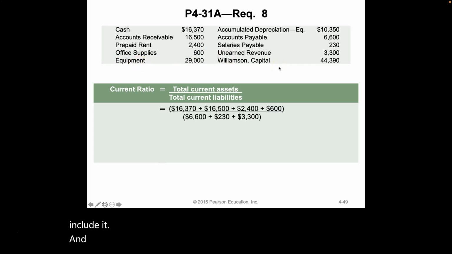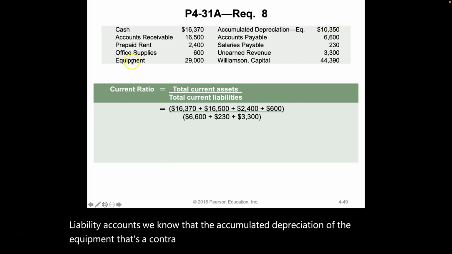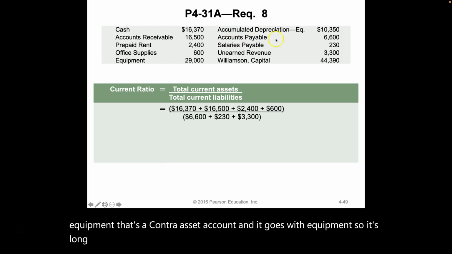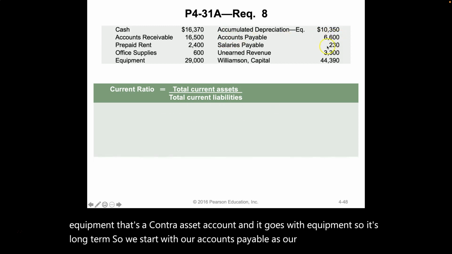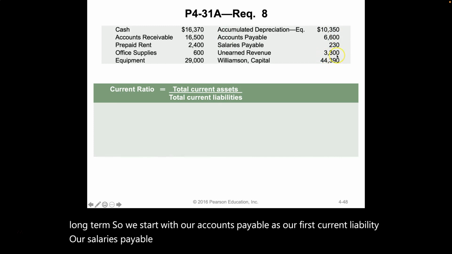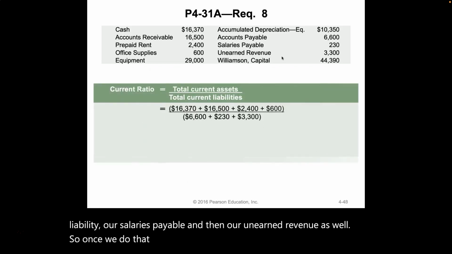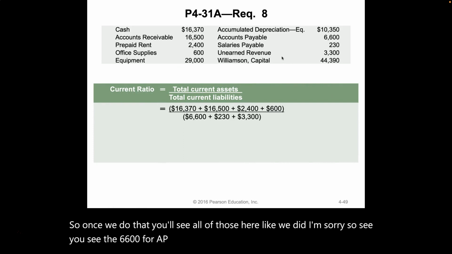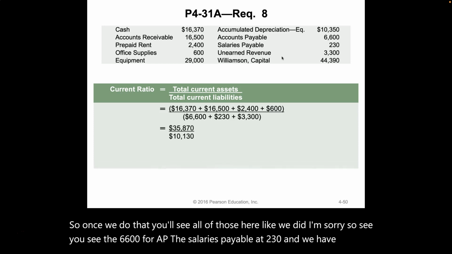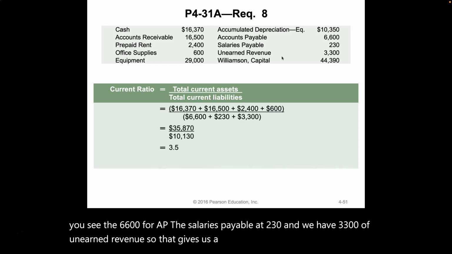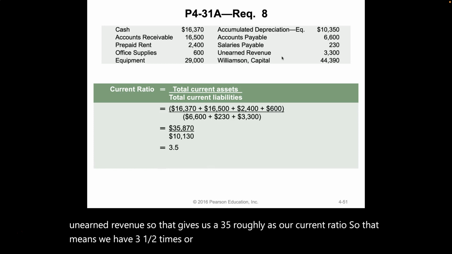And then for our liability accounts, we know that the accumulated depreciation of the equipment is a contra asset account, and it goes with equipment, so it's long-term. So we start with our accounts payable as our first current liability, our salaries payable, and then our unearned revenue as well. Once we do that, you'll see all of those here. You see the 6,600 for AP, the salaries payable of 230, and 3,300 of unearned revenue. That gives us roughly 3.5 as our current ratio, which means we have 3.5 times our current liabilities in current assets to pay them.